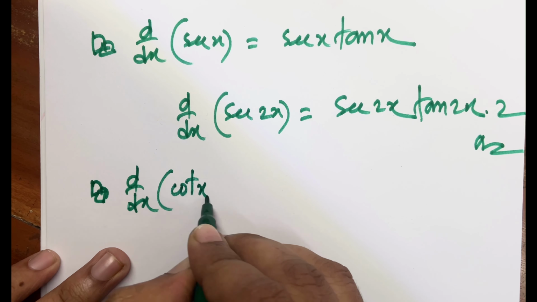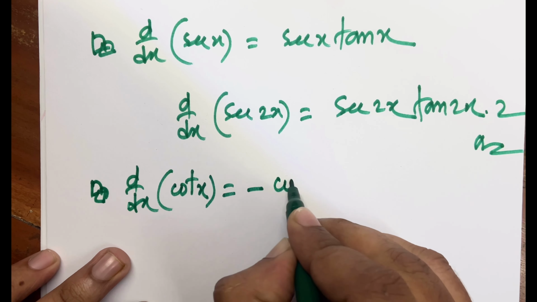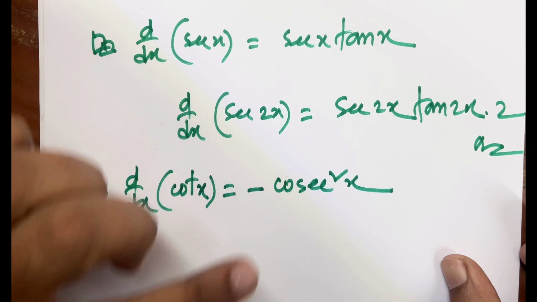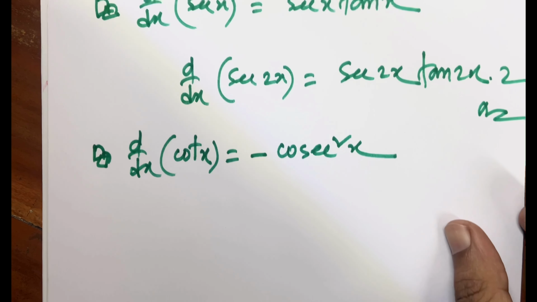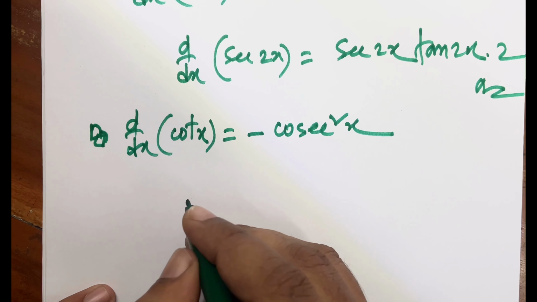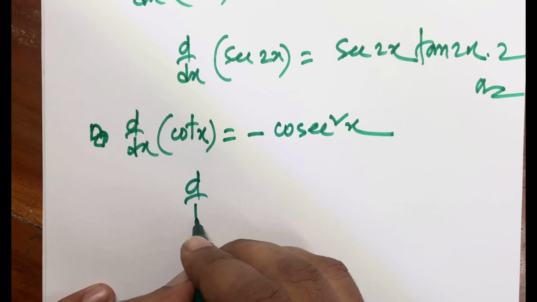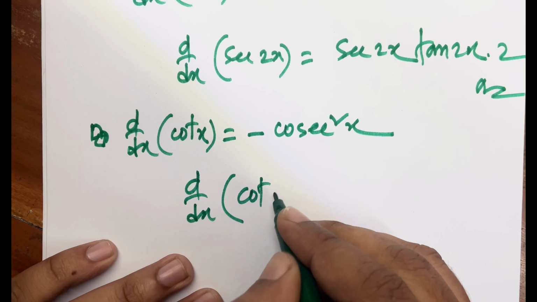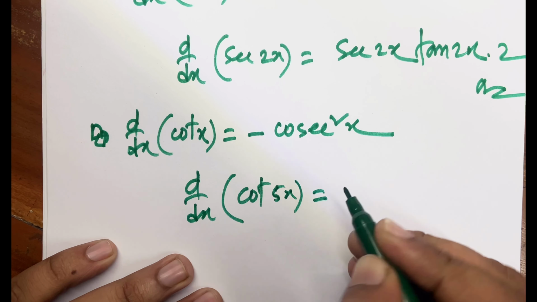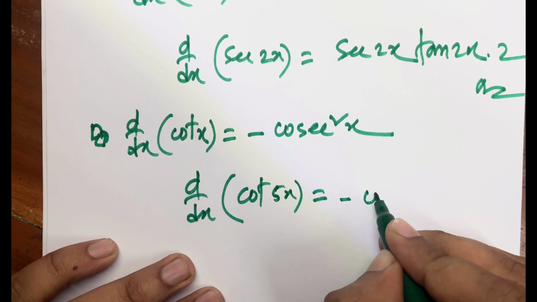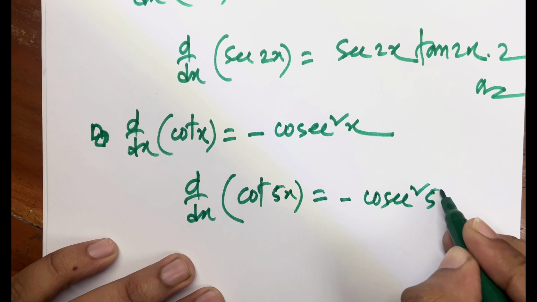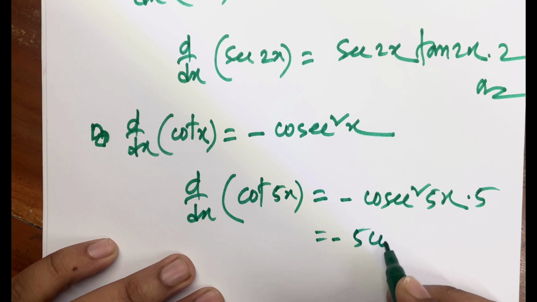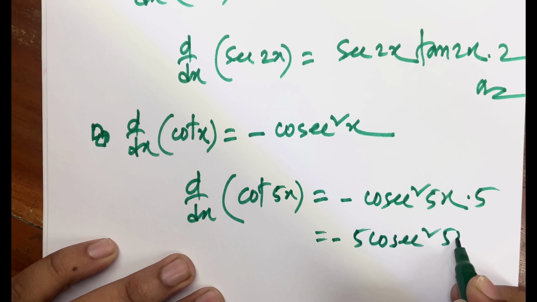d/dx of cot x is equal to minus cosec square x. And if you say d/dx of cot 5x, now you can say easily cot 5x gives minus cosec square 5x, and again d/dx of 5x is equal to 5, now you can say minus 5 cosec square 5x.